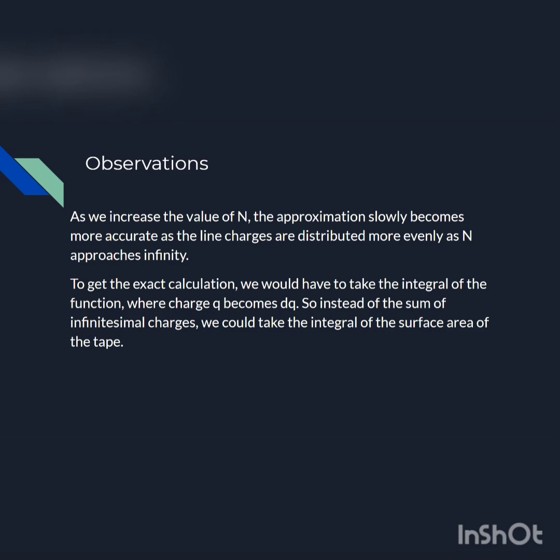Observations. So we notice that as we increase the value of n, the approximation slowly becomes more accurate as the line charges are distributed more evenly as n approaches infinity. To get the same calculation, we will have to take the integral of the function where charge q becomes dq. So instead of the sum of infinitesimal charges, we could take the integral over the surface area of the tape.